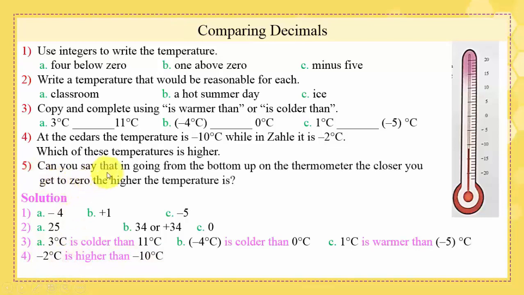5. Can you say that in going from the bottom up on the thermometer, the closer you get to 0, the higher the temperature is? Meaning, my students, if you go up to 0, the temperature becomes higher? Yes.